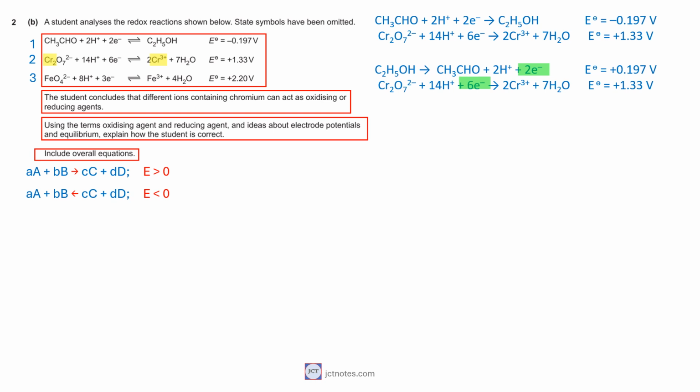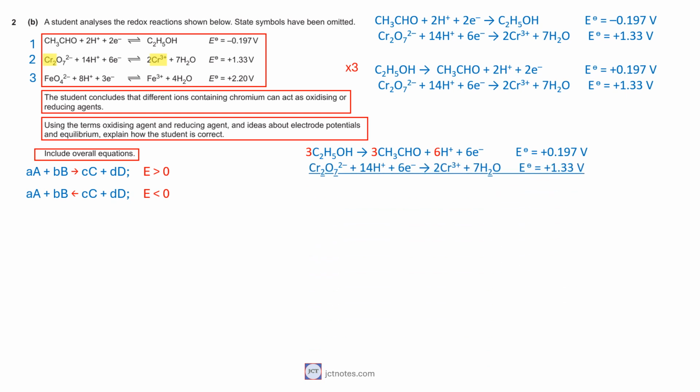To equalize the number of electrons, we multiply by 3 the first equation. Careful, the potential is not multiplied, as it is an intensive property, and it does not depend on the size of the system. When both equations have the same number of electrons, we add them. We have electrons and protons as common terms in both sides of the equation. If we start with the electrons, we have 6 in each side, therefore we can cancel them.